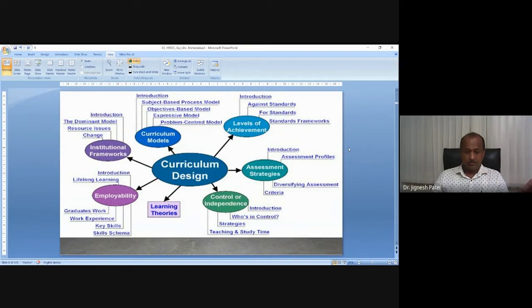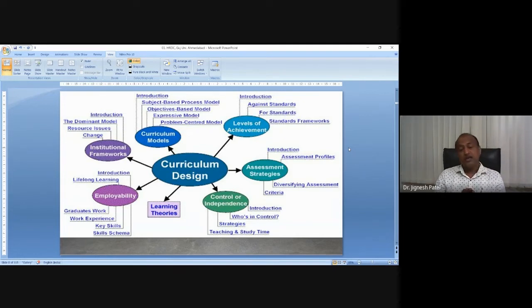students or not. So graduate work experience should be there, then key skills, then skill schemas should be there. So lifelong learning and introduction of different skills should be there. All these things should matter while designing the curriculum.